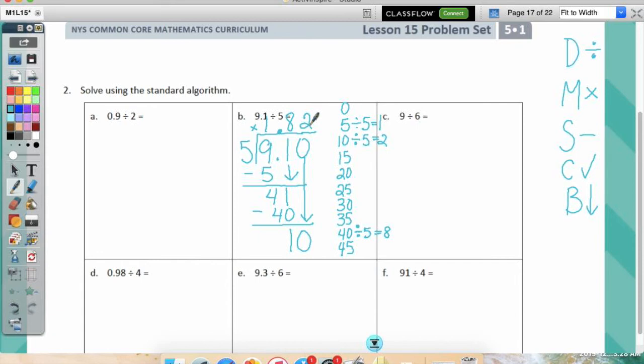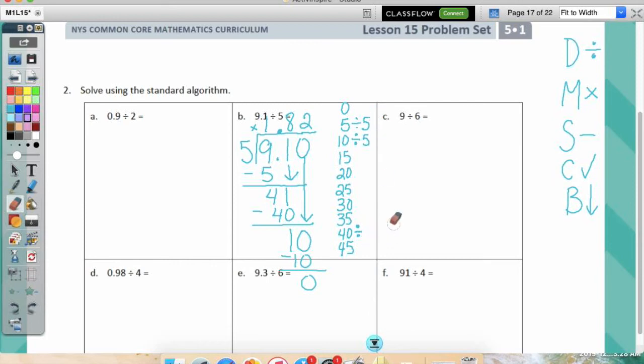What comes next, Morgan? And then I subtract and get 0. So that problem's done. Okay? Are you with me? We're going to do one more together, and I'm going to have to erase some things because they're in the way.